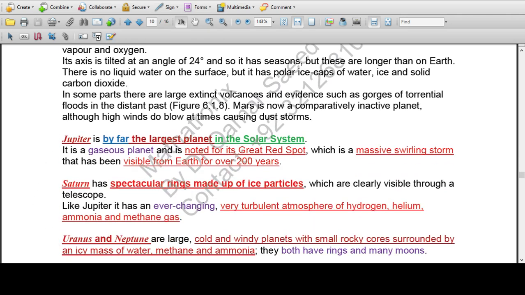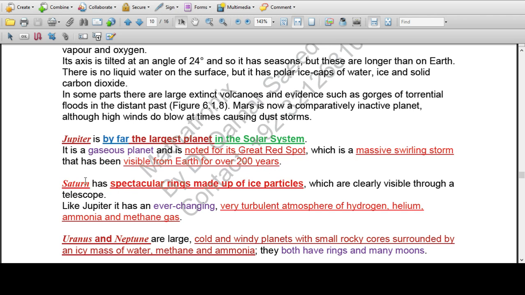Jupiter is by far the largest planet in the solar system. It is a gaseous planet and is noted for its Great Red Spot, a massive swirling storm that has been visible from Earth for over 200 years.